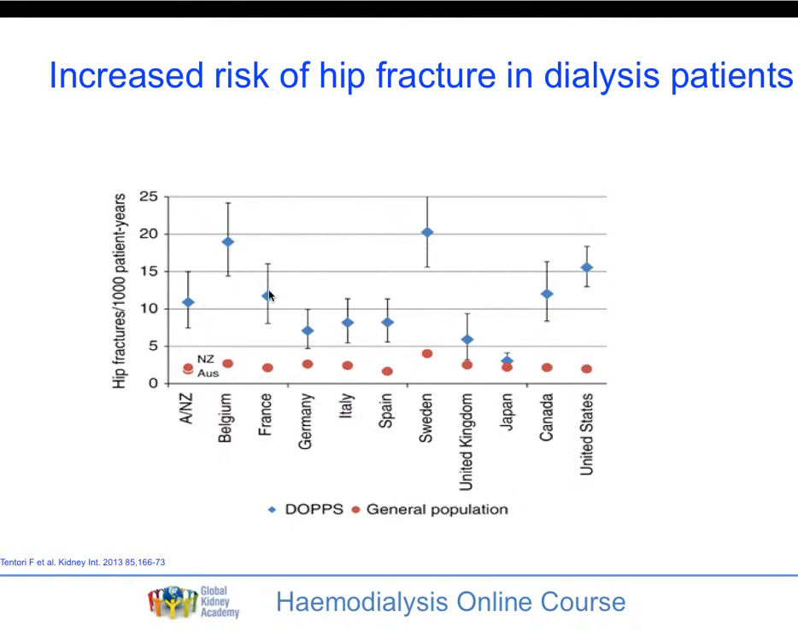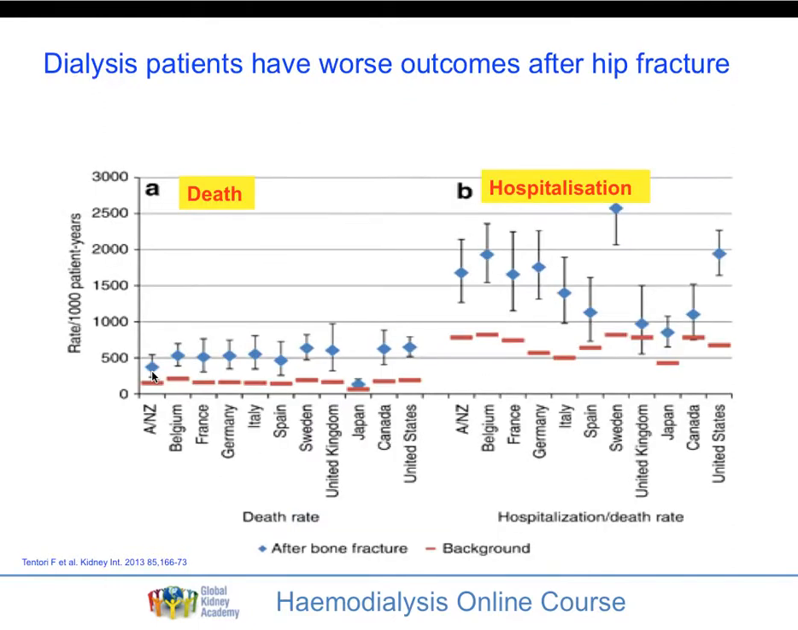These are in blue. It doesn't matter where you live around the world, this is all DOPPS data. Much more likely to have hip fractures than the general population in red. And if you get a hip fracture and you're on dialysis, it's bad news, because you can see the risk of death in blue and the risk of hospitalisation in blue is much higher for the dialysis population in blue than the non-dialysis population in red here and here.